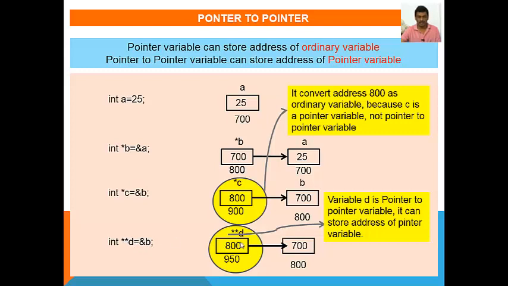Now here 800 is the address of a pointer variable, but here 800 is treated as the address of an ordinary variable, because c is a pointer variable. It's not a pointer to pointer variable. When we try to assign the address of a pointer variable into a pointer variable, the receiving pointer variable converts it into an ordinary variable address. So we should assign the address of a pointer variable into a pointer to pointer variable.